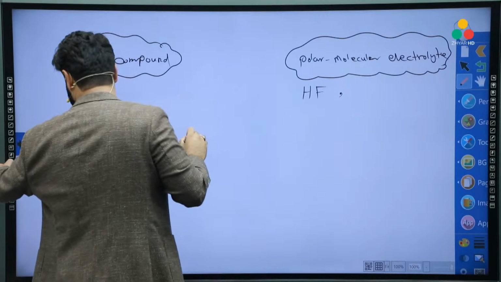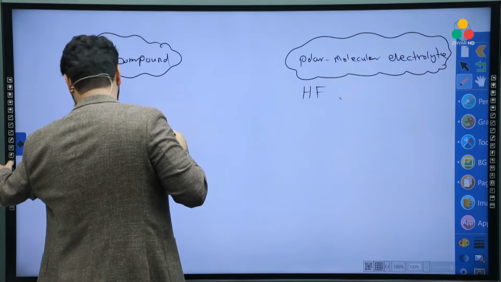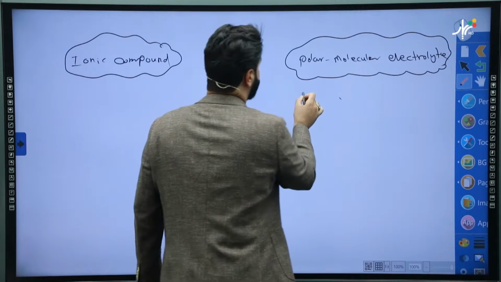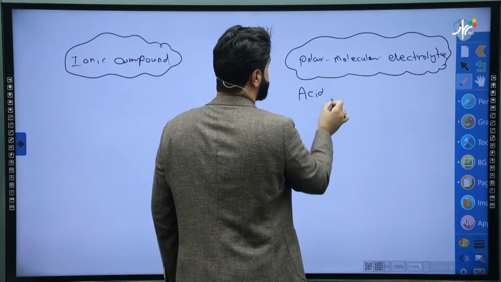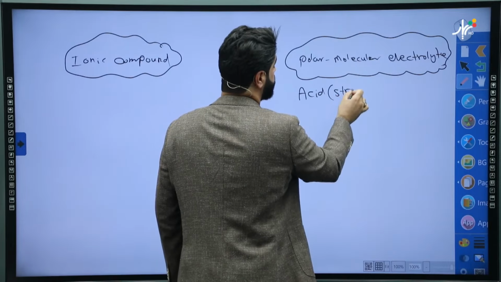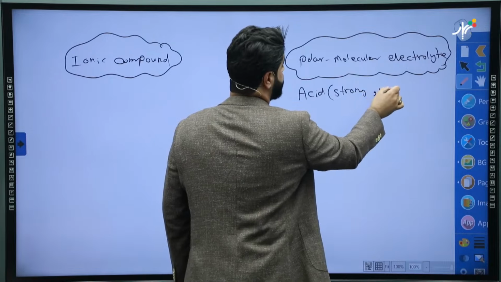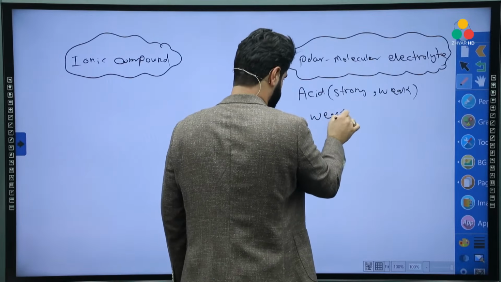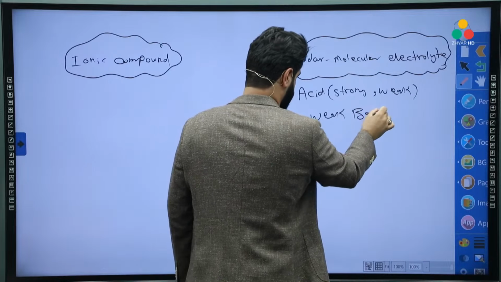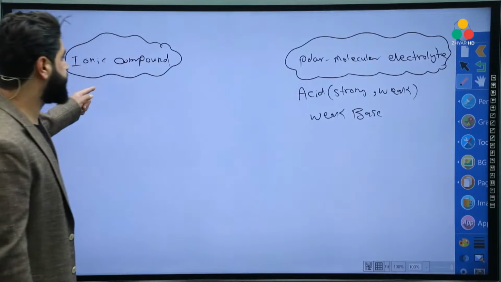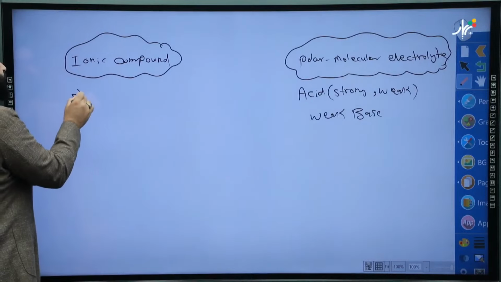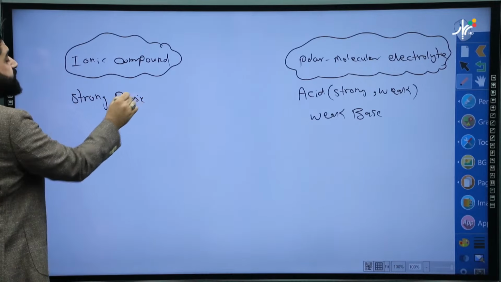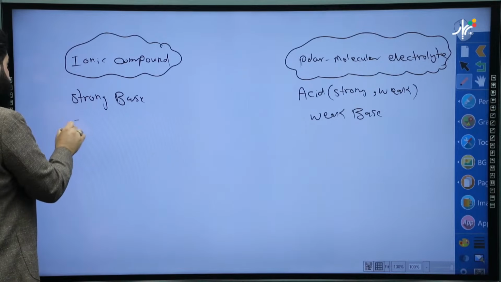Okay, I'm going to write the title. Title is better, not the formula. Okay. For polar molecular electrolyte, we have acids, including strong and weak base. Well, for ionic compound, we have strong base and salts.